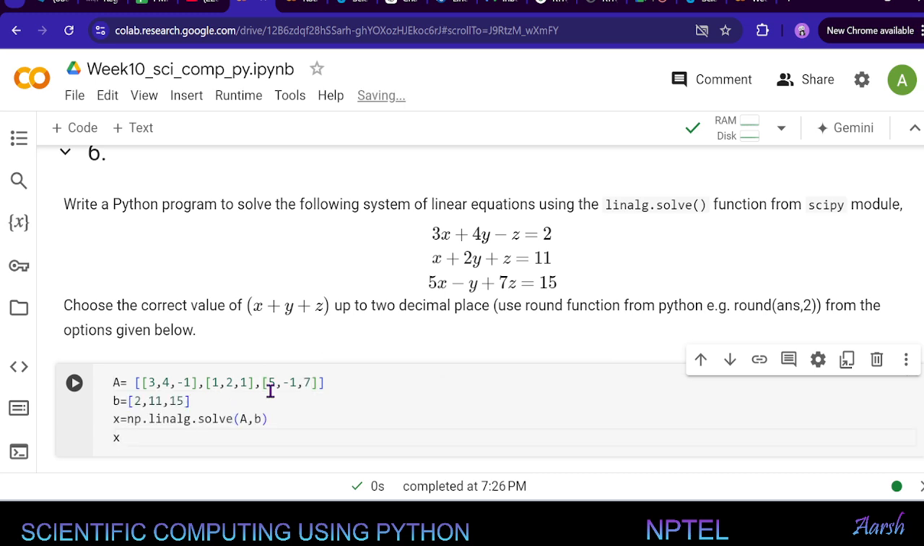Then the b vector, that is what is there on the right side. That is 2, 11, and 5. And the solution is np dot... Okay, we can use np as well. This should ideally work. Let's just see.